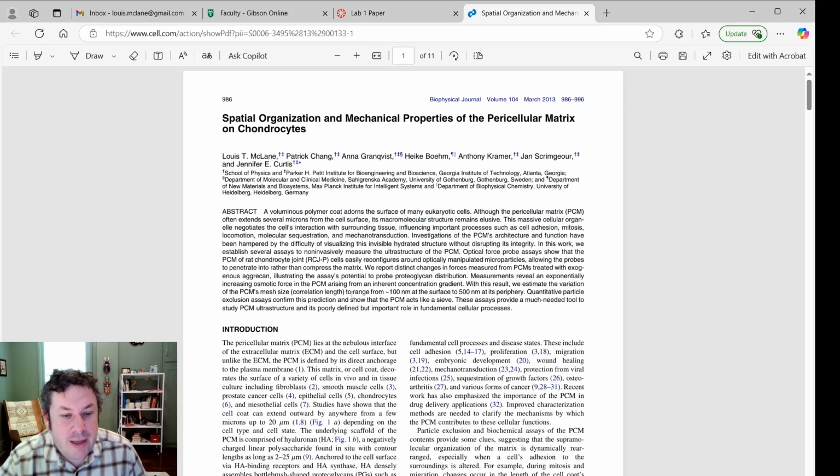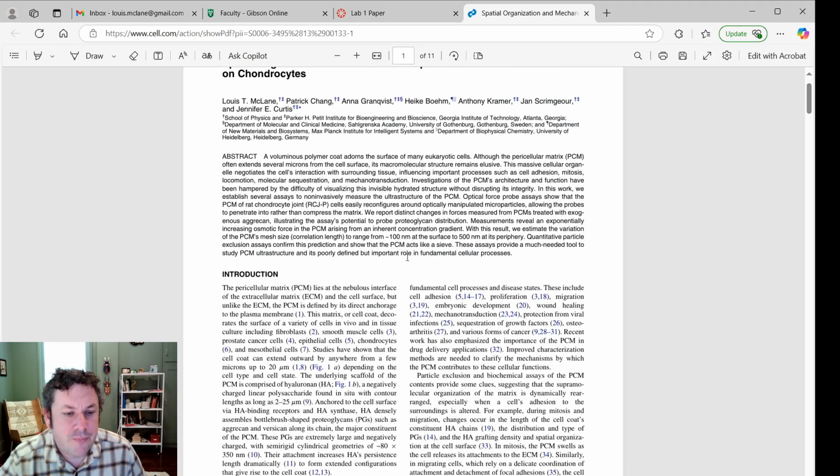And you can see towards the end here, it says with this result, we estimate the variation, blah, blah, blah. So here we're talking about the results of the work.